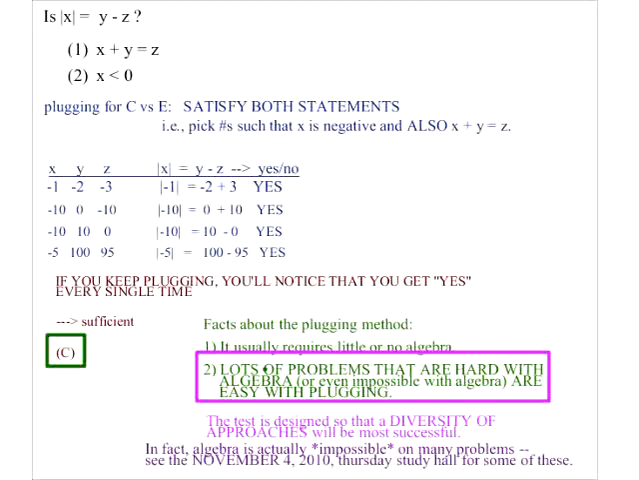Pablo asks, are there any clues to know if plugging is easier than algebra? Not really. But that's kind of the wrong way to be thinking about this. So let me post this question. We'll do the algebra to this in a second.